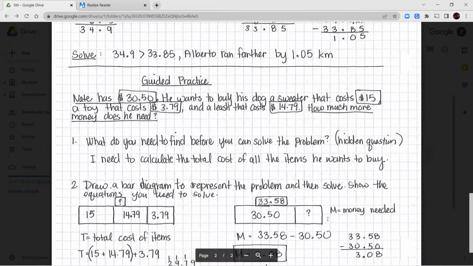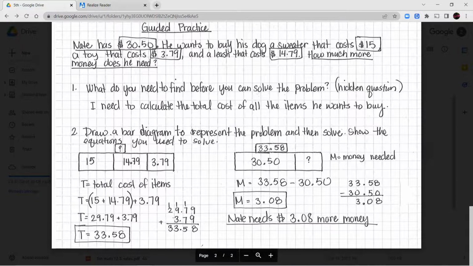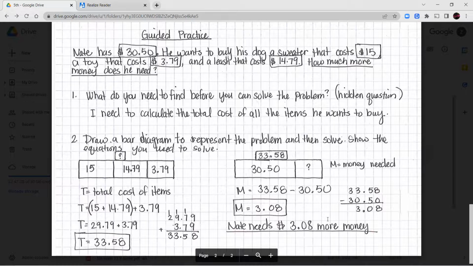For our guided practice, our questions are both based on the same problem. Nate has $30.50. He wants to buy his dog a sweater that costs $15, a toy that costs $3.79, and a leash that costs $14.79. How much more money does he need?